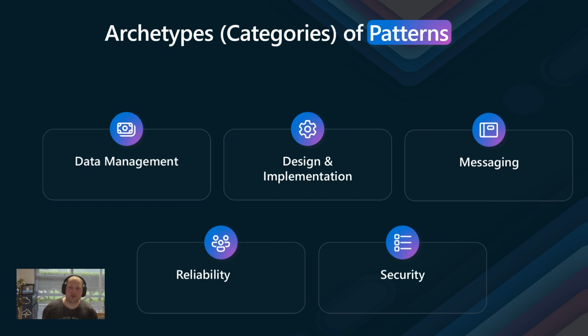Security patterns help us secure our applications in the cloud. Perimeter network helps to isolate our application from the internet. Identity management helps us to manage user identities and access to resources. Secure communication can help us protect our data in transit.